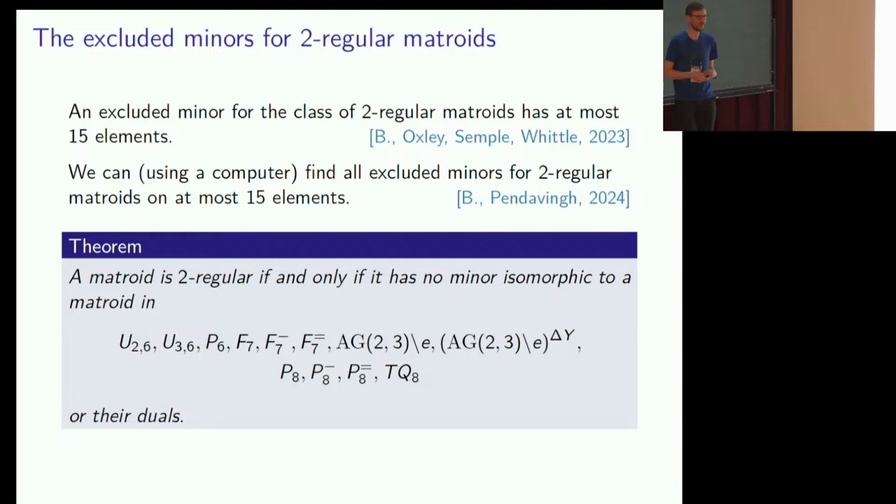We did go through the trouble, as Jeff mentioned, of coming up with an excluded minor characterization for this class. And from one point of view, there are 2 aspects to it. One was bounding the size of your excluded minor. We found that it had at most 15 elements. And then on the other side, coming up with a computer search to find all of those excluded minors up to 15 elements. So this latter part was a project I did with Rudy when I had a postdoc in Eindhoven 5 or so years ago.